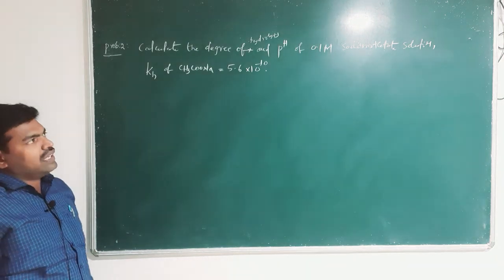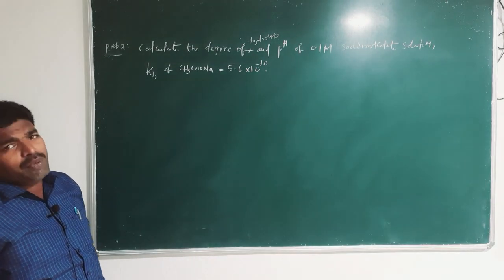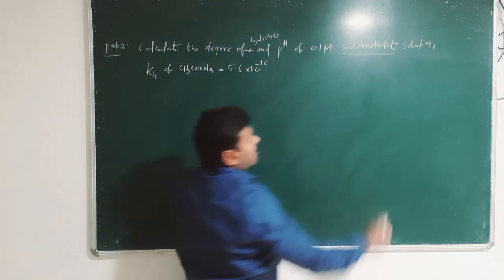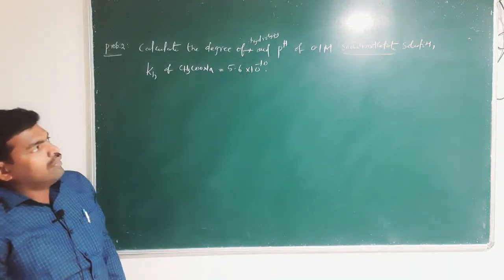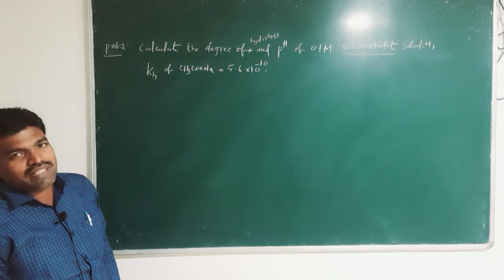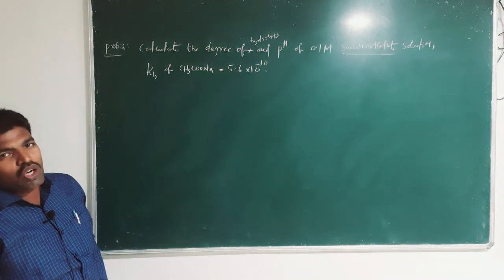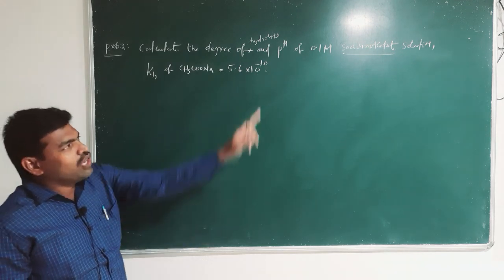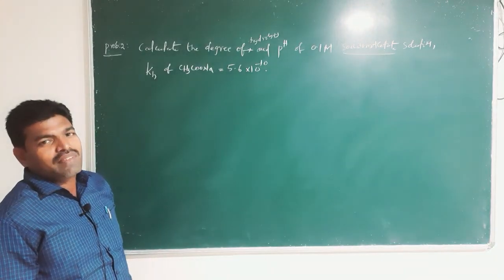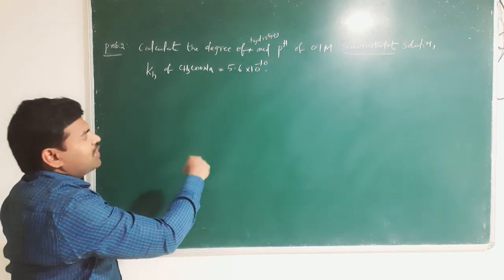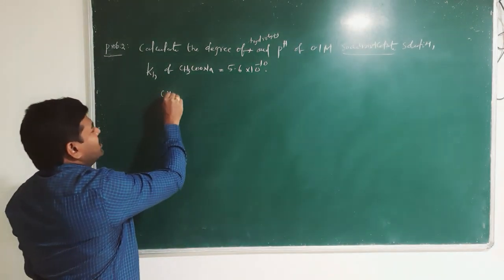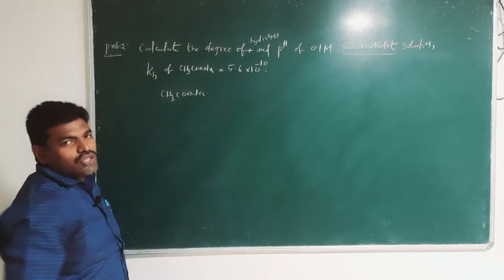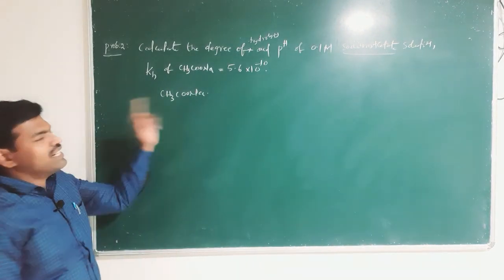So after reading the problem, I came to know that this is sodium acetate. This is a salt derived from a weak acid and a strong base, because sodium acetate is a salt derived from a weak acid and strong base.